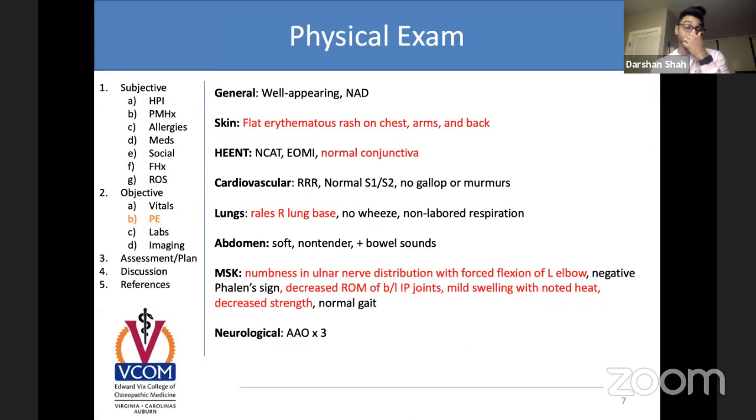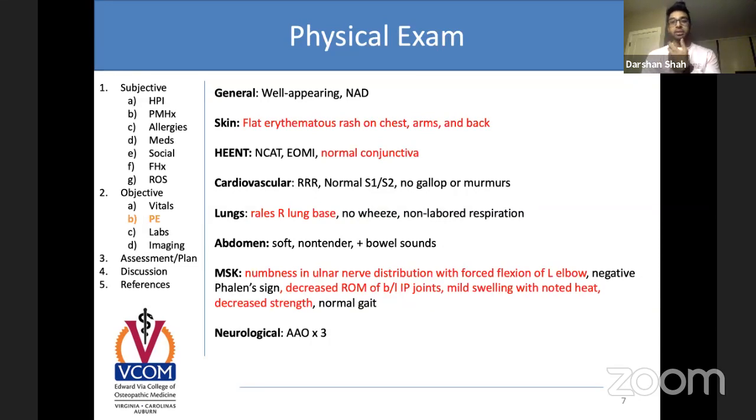So physical exam, okay, a lot more on this patient. So generally well-appearing, no acute distress. If you look at his skin, he's got a flat erythematous rash on his chest, arms, and back. Okay, so location is gonna be very important with this. And again, this is a mystery case, so I want you guys to think about all this. HEENT, so normocephalic atraumatic, extraocular movement intact, and he's got normal conjunctiva. So the reason we're looking so much into eyes is because of his dry eye complaint.